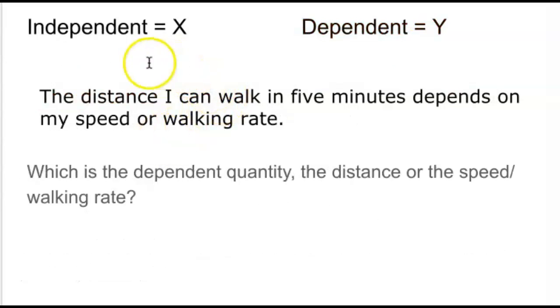Okay, in this next situation, the sentence is, the distance I can walk in 5 minutes depends on the speed or walking rate. So which is the dependent quantity? Is the distance dependent or is the speed or walking rate dependent? Go ahead and answer that for me, please.